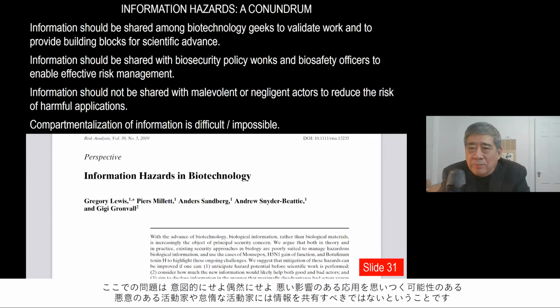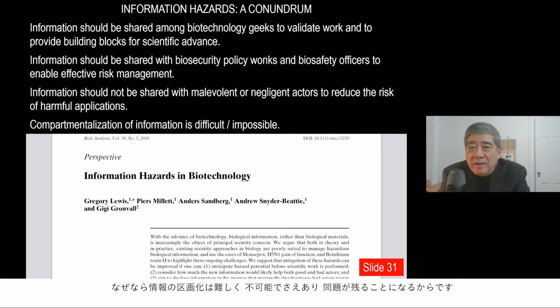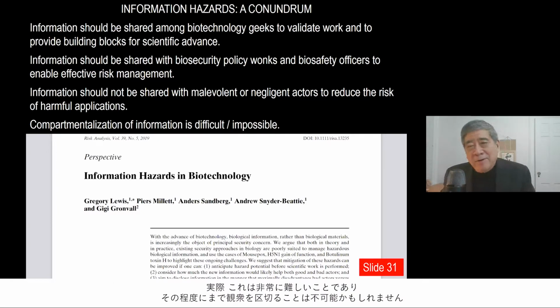Now, the problem is that information should not be shared with malevolent actors or negligent actors, actors that might deliberately or accidentally come up with harmful applications. And because compartmentalization of information is difficult or impossible, we're left with a problem. The problem is that you both need to share with some, but you don't want to share with others. And it's hard, in fact, maybe impossible, to segment audiences to that degree.